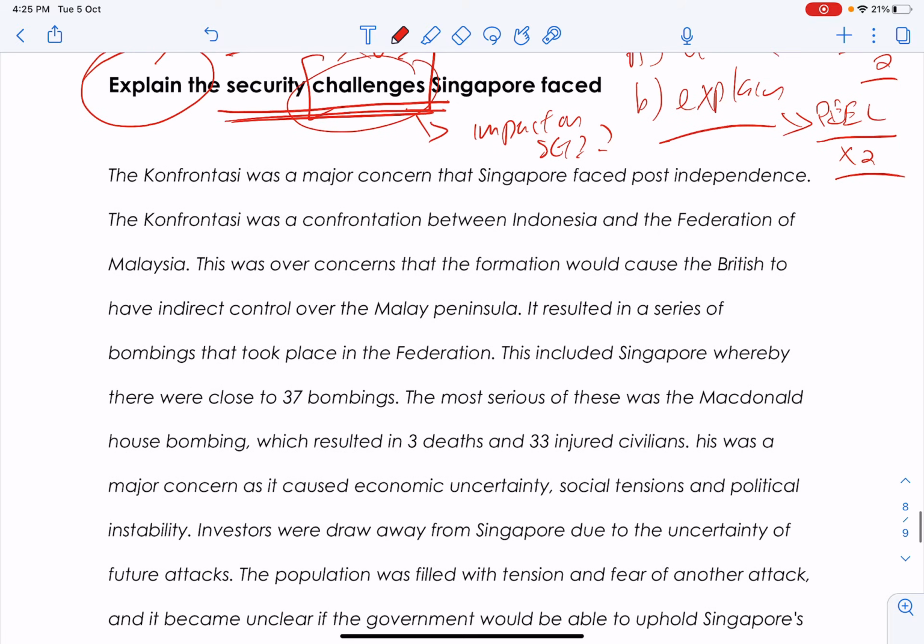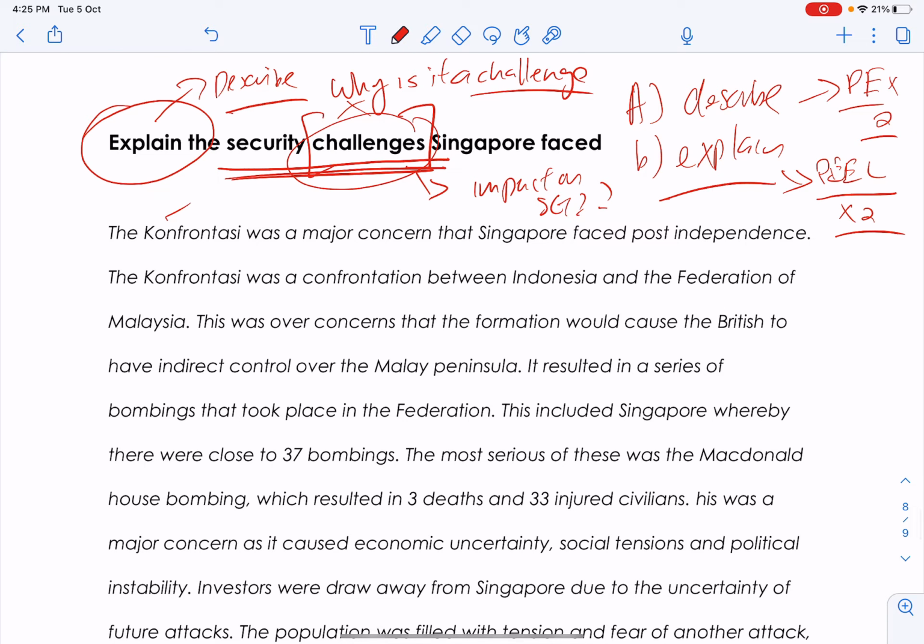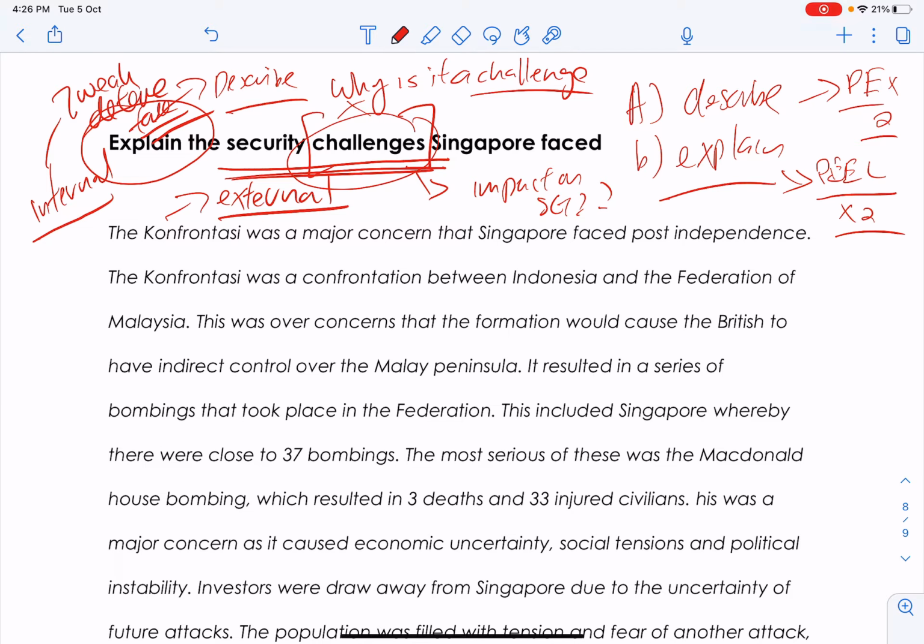So example, konfrontasi, right? And bear in mind, konfrontasi falls under the category of external because it's outside the country. This is a threat that's outside the country, okay? Then weak defense force will be internal because it is inside the country. That is the internal problem, okay? So explain the security challenges.